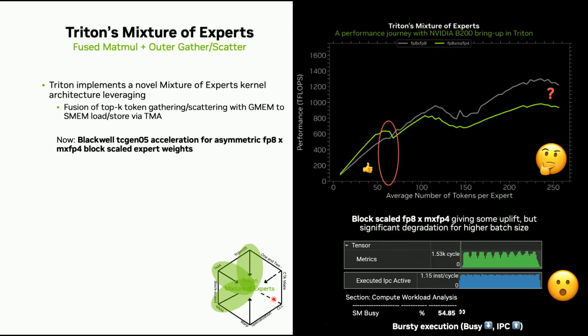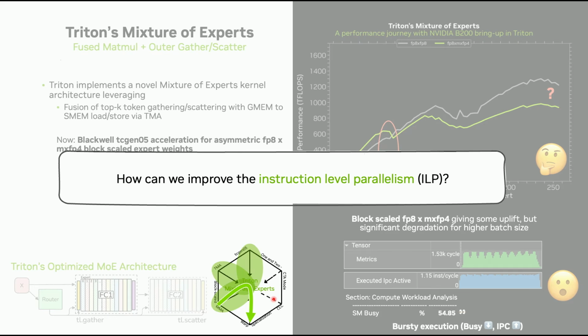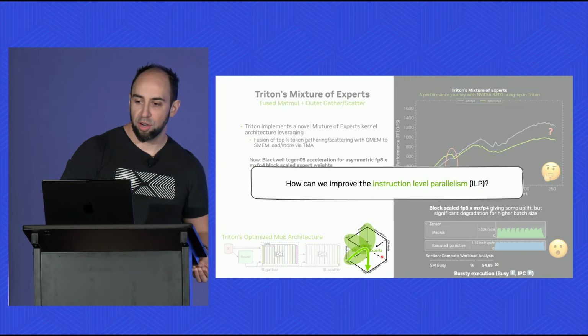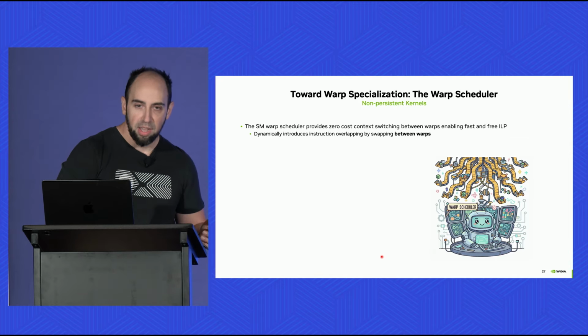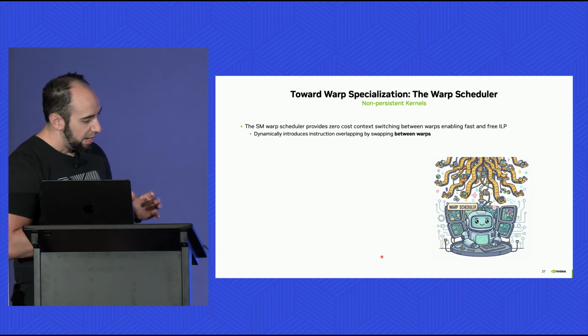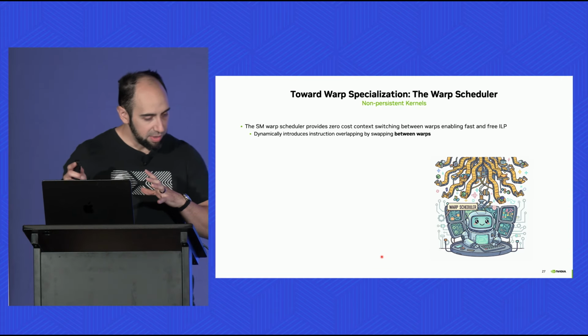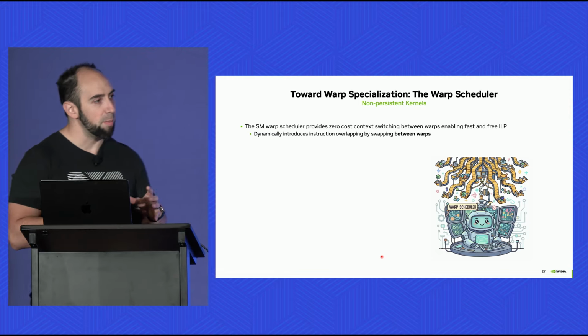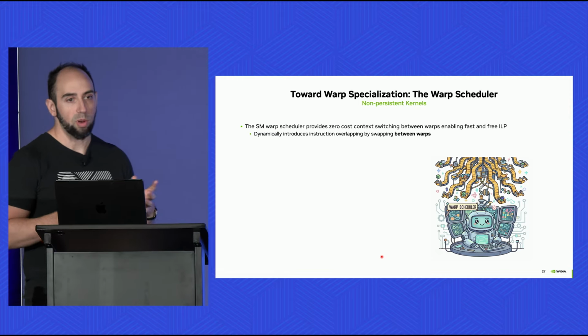So the question is: how can we go about improving the overlap? To put words on this, how can we improve the instruction level parallelism? To understand better one way in which we can do that, the method I want to tell you a little bit about is warp specialization. But I want to build up to an intuitive understanding of what warp specialization is.